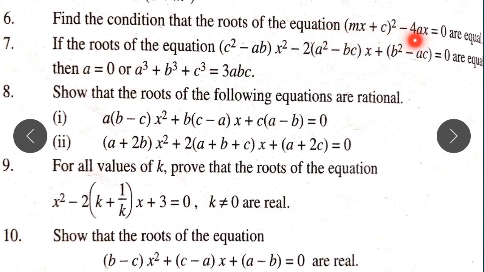Let me tell you one thing: whenever you see information related to the roots, you can link it with the discriminant, because the roots depend on the discriminant. So if the roots are equal, what will the discriminant be? Of course the discriminant will be 0. Let's go with this question.